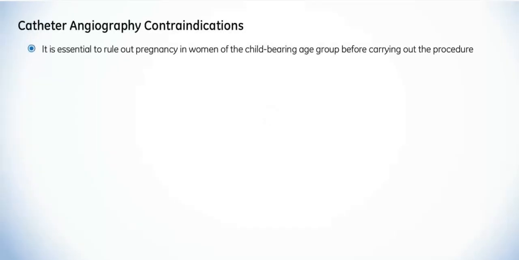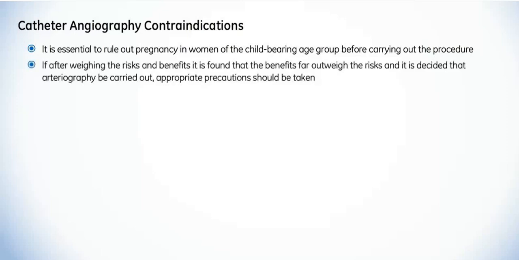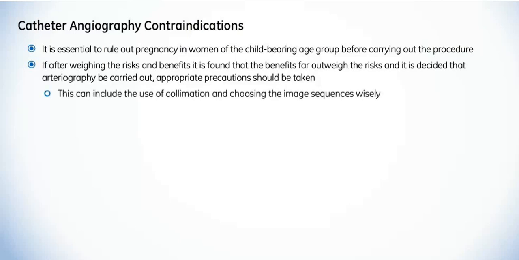It is essential to rule out pregnancy in women of the childbearing age group before carrying out the procedure. If, after weighing the risks and benefits, it is found that the benefits far outweigh the risks and it is decided that arteriography be carried out, appropriate precautions should be taken. This can include the use of collimation and choosing the image sequences wisely.